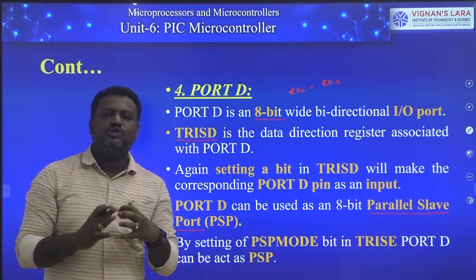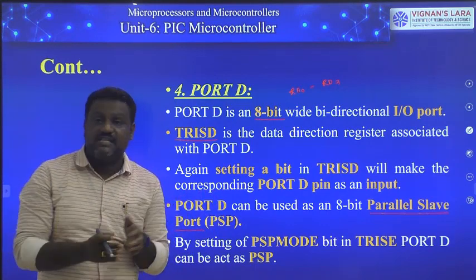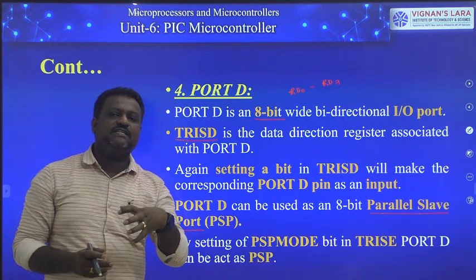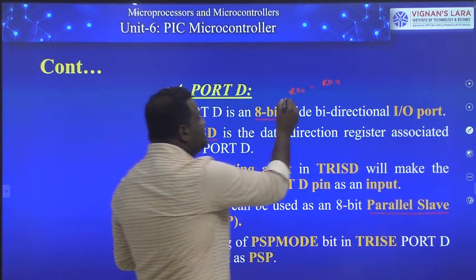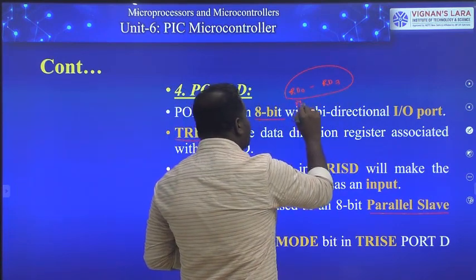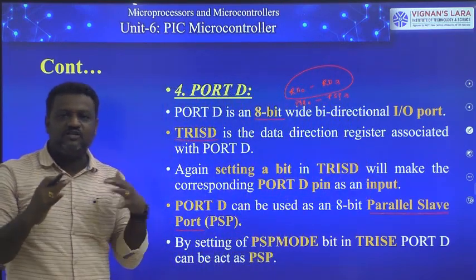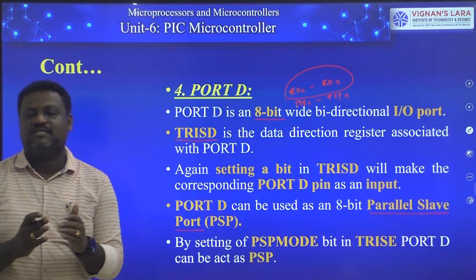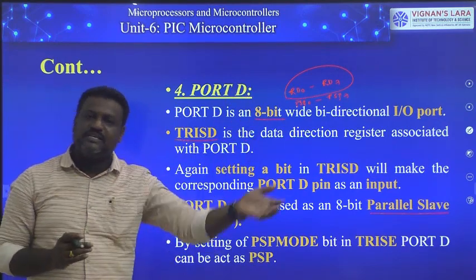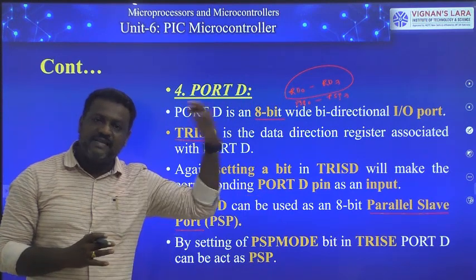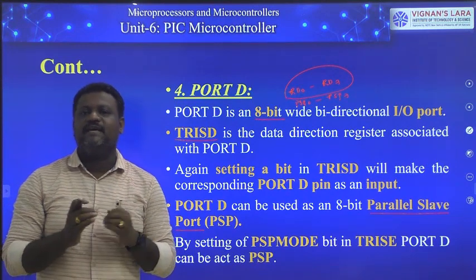That means this port is used for the connection of an I/O device. Whenever it is treated as a slave device, these port D signals are used to transfer data in parallel. At that time these signals act as PSP0 to PSP7 signals, parallel slave port signal 0 to parallel slave port signal 7. By using these 8 signals, data is transferred in parallel from port D to the selected device, or from a selected device to port D. It acts as a parallel slave port, PSP.